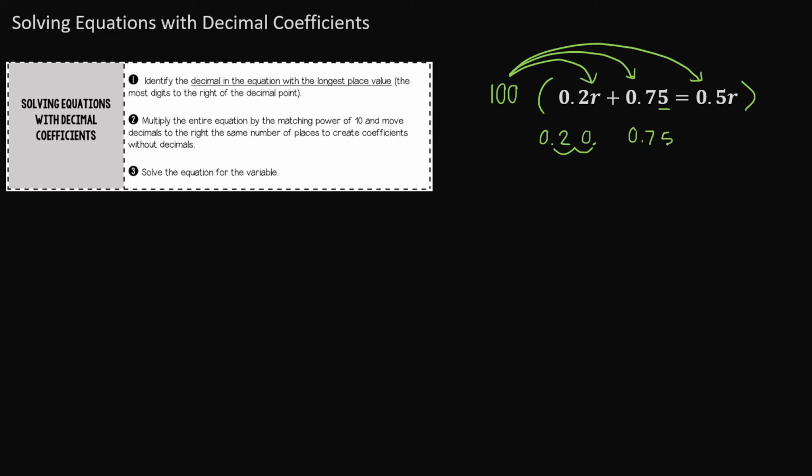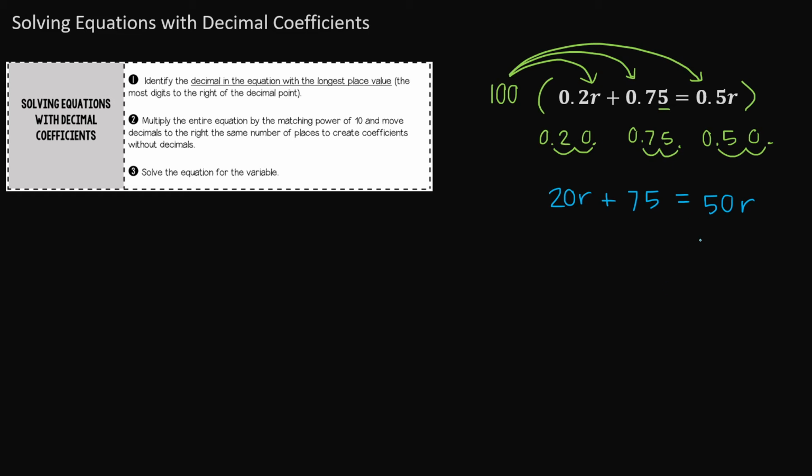0.75 would become 75. And 0.5 would become 50. So I'm going to rewrite this equation with those updated numbers, all the ones that I multiplied by 100. So we have 20r plus 75 is equal to 50r. So this equation in blue here is the exact same equation as the original. The only thing we did was just make it easier to solve.